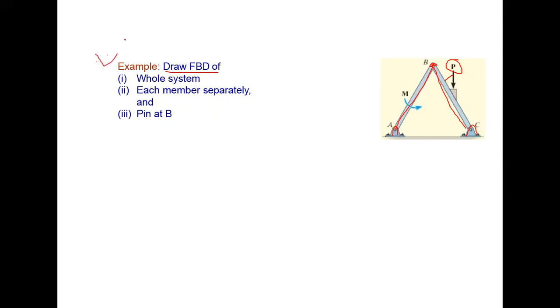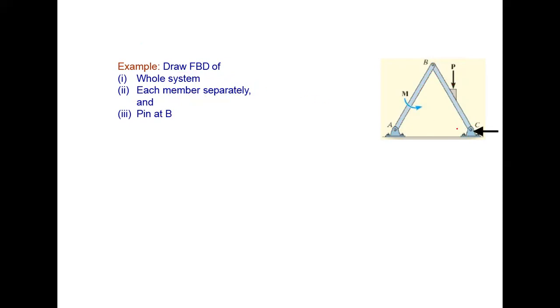So in this question, you are asked to just draw FBD. Okay, so there is no need to determine the reaction forces or any angle. Just FBD has to be drawn for different components. Okay, so it is asked here that you have to draw FBD for whole system, FBD for each member separately, and FBD of pin B. Okay, so how to draw FBD?